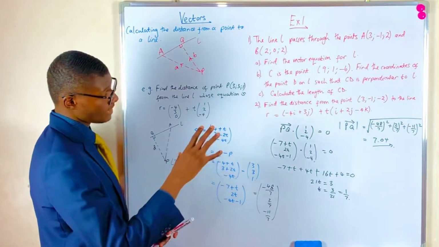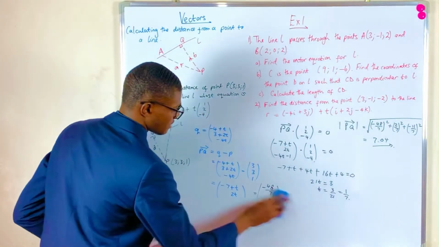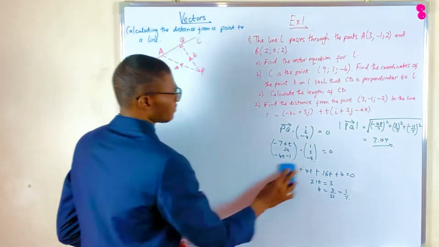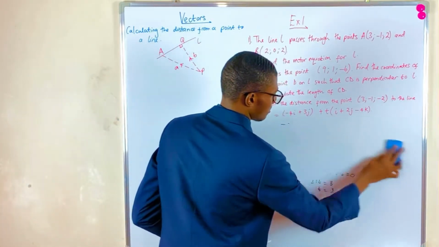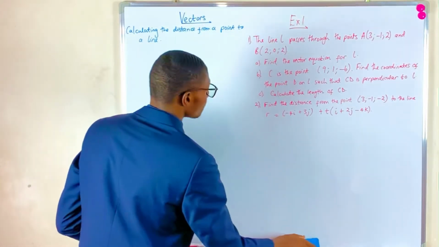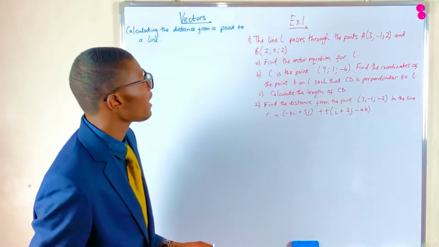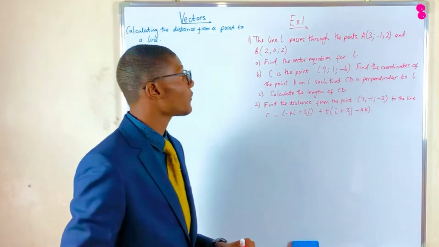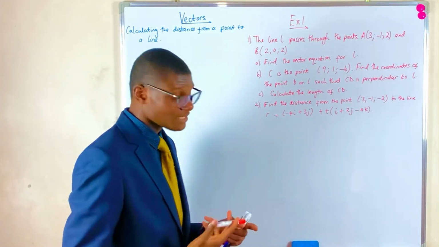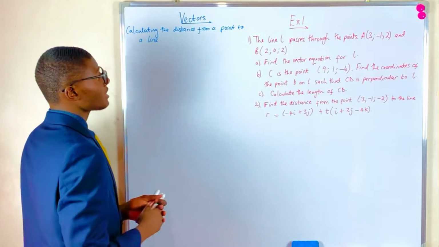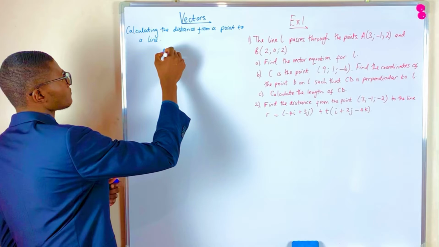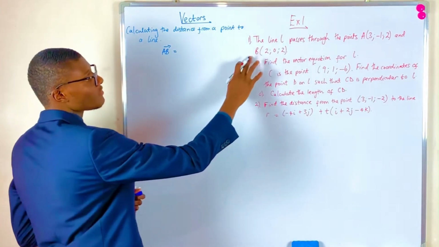And now we shall attempt those two questions. So allow me to erase this. Okay, so for number 1A, we're told that the line L passes through the points A and B. Find the vector equation for L. So first of all, we need to find the direction vector AB, which shall be given by B minus A.